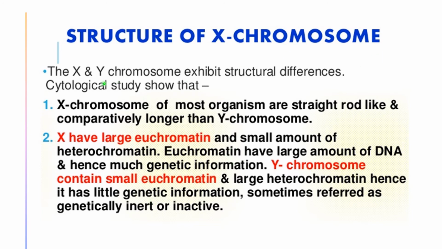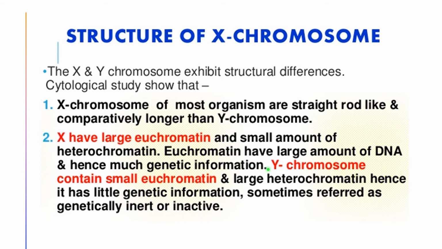Okay. Now the structure of X and Y chromosome. X chromosomes of most organisms are straight, rod-like, and they are longer than the Y chromosome. That should be the first point of difference between the two. Second, X chromosome has a larger euchromatin and a small amount of heterochromatin. That's the peculiarity. X chromosome has large euchromatin, so there is more DNA, hence much genetic information they carry, because euchromatin is genetically active, and a small amount of heterochromatin is genetically inactive.